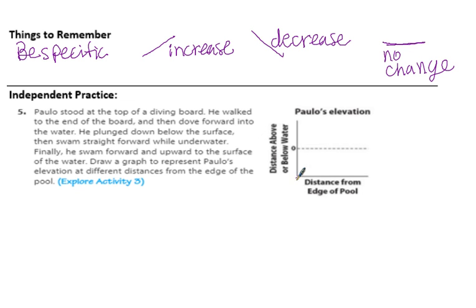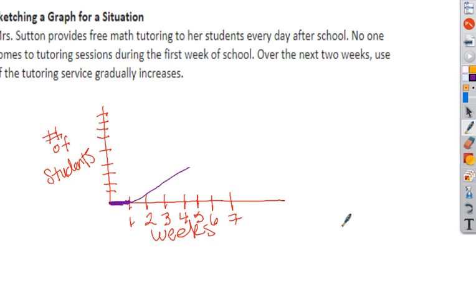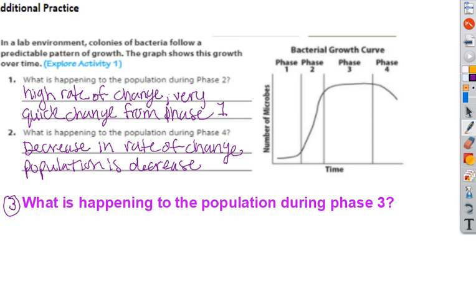So this is the edge of the pool. This is how far away he would be from the edge of the pool. This is the water level, okay? So this up here would be above the pool water. This down here would be under the water, right? Above the water, under the water. This is right at the top of the water. All right, you're going to draw a graph to represent the situation. So it's going to be similar to what we did here. Okay, you need to draw a graph so it will kind of look like this. So you're showing Paulo's information.